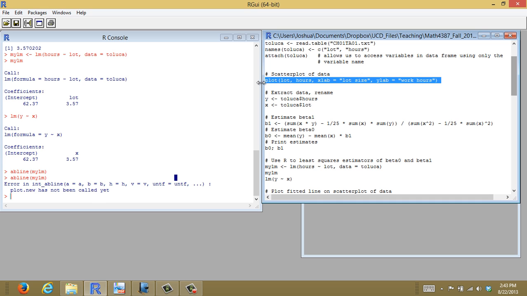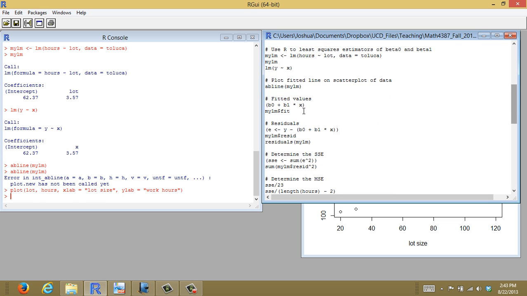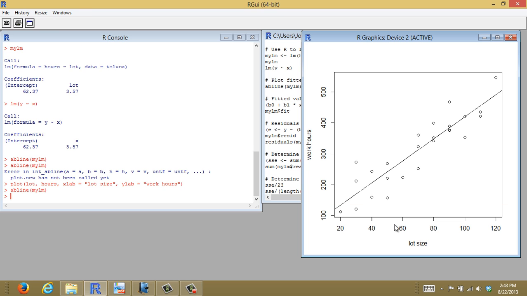So let's recreate our plot. And then the abline function easily draws the estimated regression function on our data set. So we now have the estimated regression relationship drawn on the data, and as we can see, it fits actually pretty well.